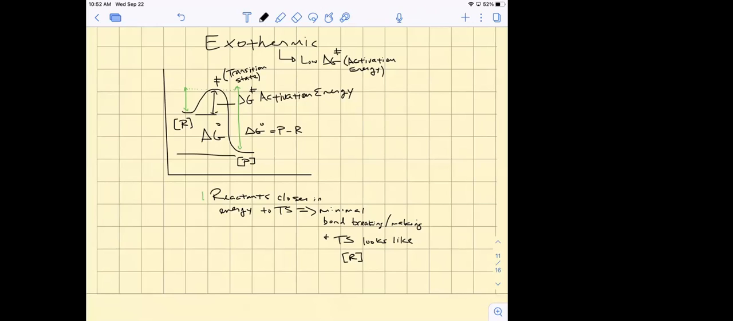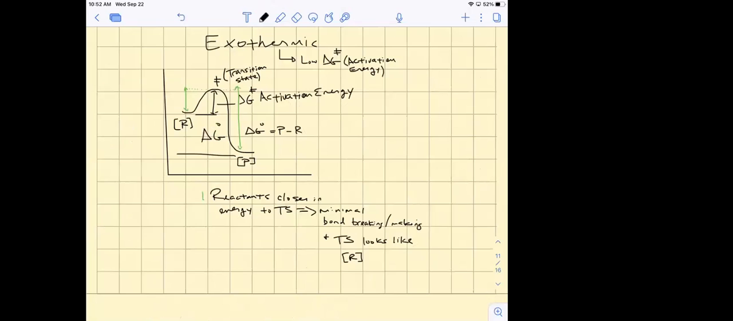Here, because it's such a short distance between the reactants and the transition state, and there's such a small energy difference, the reactants don't have as extensive bond making and bond breaking as you would for an endothermic reaction. So your transition state is going to look very similar to the reactants, not very much bond making and bond breaking. It's really fast and spontaneous.